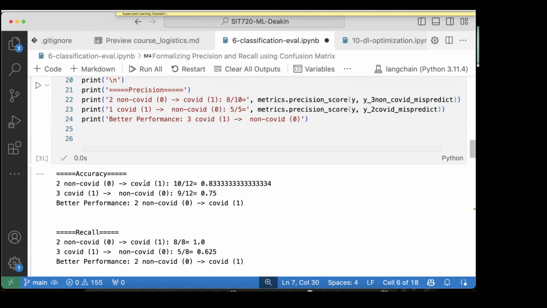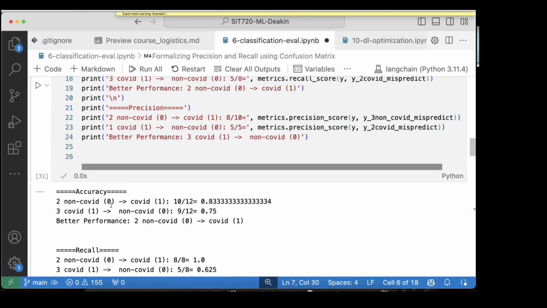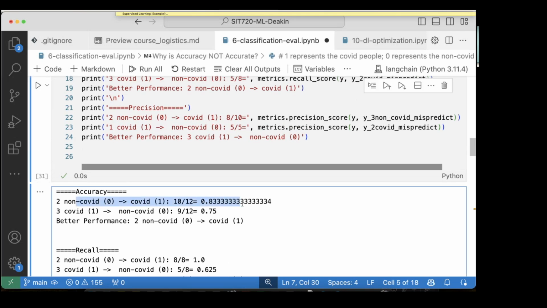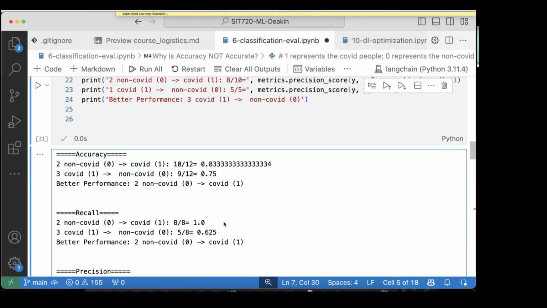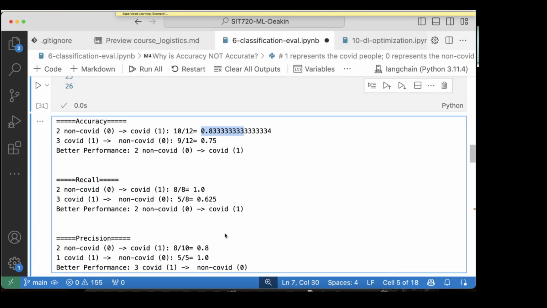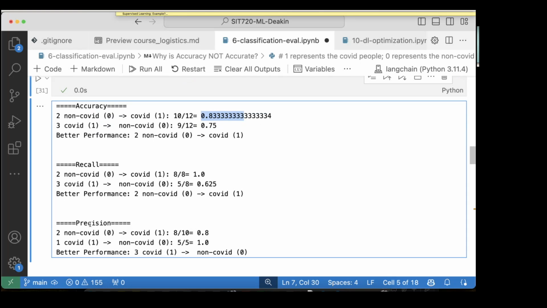For the accuracy, it prefers the first model, okay? For the recall, it also prefers the first model. It has a better score for the first model. Now we go to the precision. For the precision, the second model has a better result. Okay. So why does it have a better result? Now let me give an intuitive conclusion.